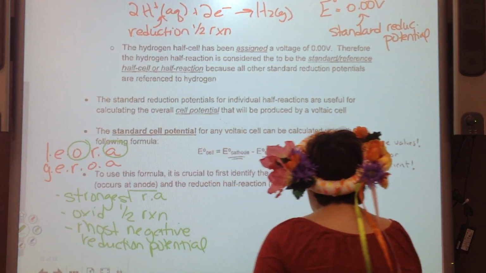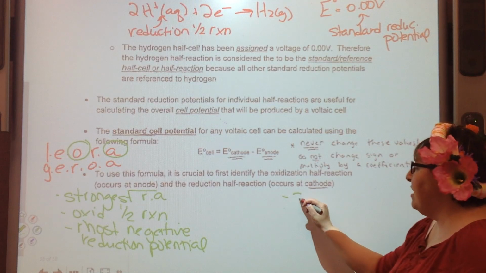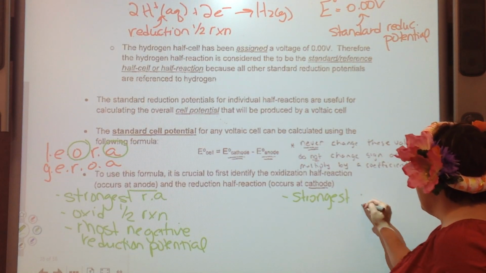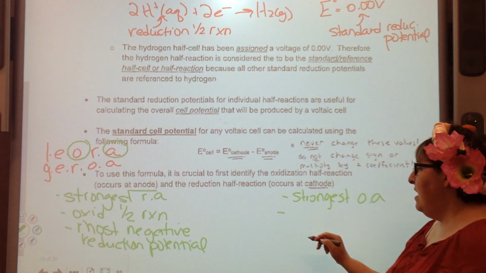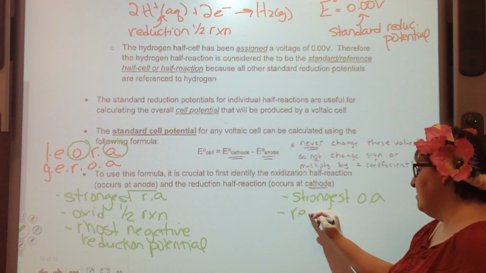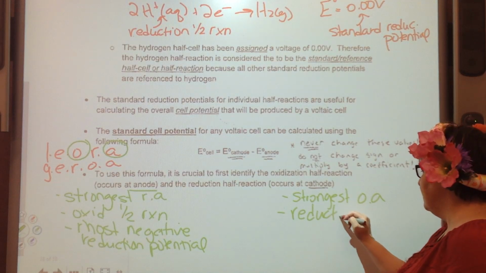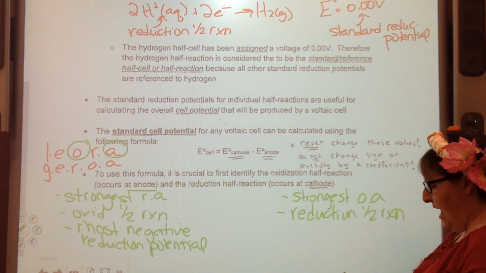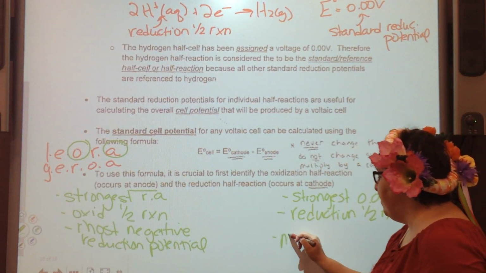So then that means that the cathode must be the strongest oxidizing agent. It's the which reaction? Reduction. Reduction. As I write it out. Okay, and it's also going to then be the most positive.